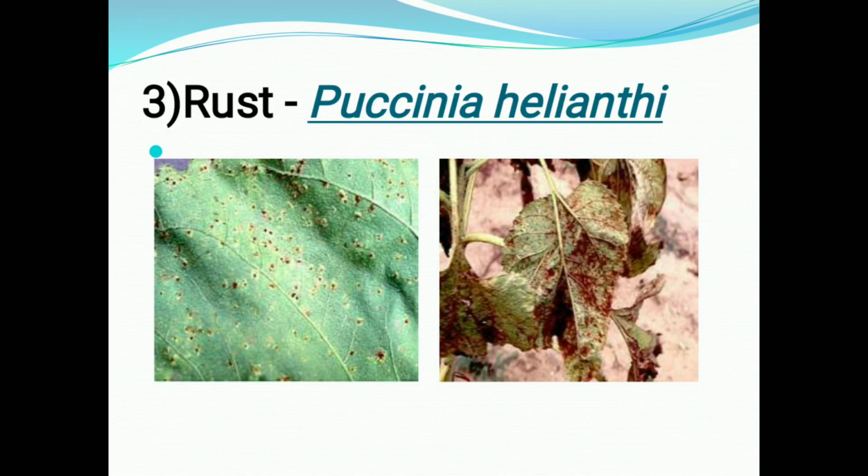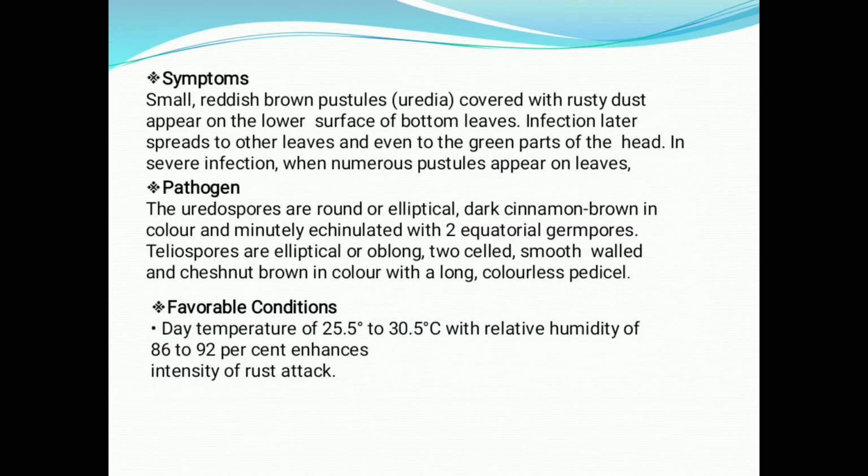The third disease is rust of sunflower, which is caused by Puccinia helianthi. Symptoms: small reddish-brown pustules, uredia, covered with a rusty dust, appear on the lower surface of the bottom leaves. Infection later spreads to the other leaves and even to the green parts of the head. In severe infection, numerous pustules appear on the leaves.